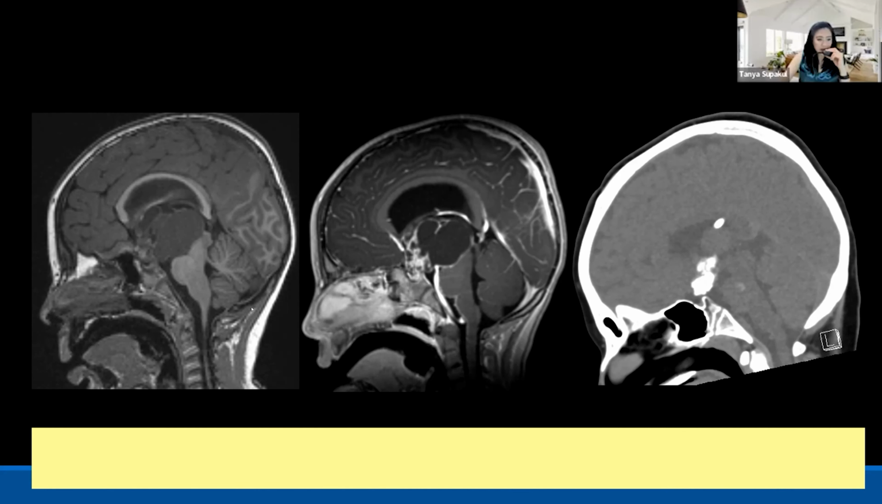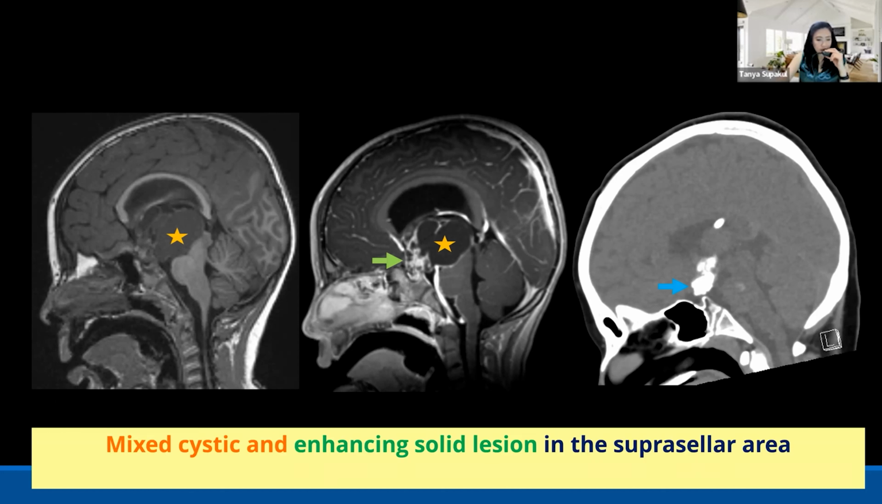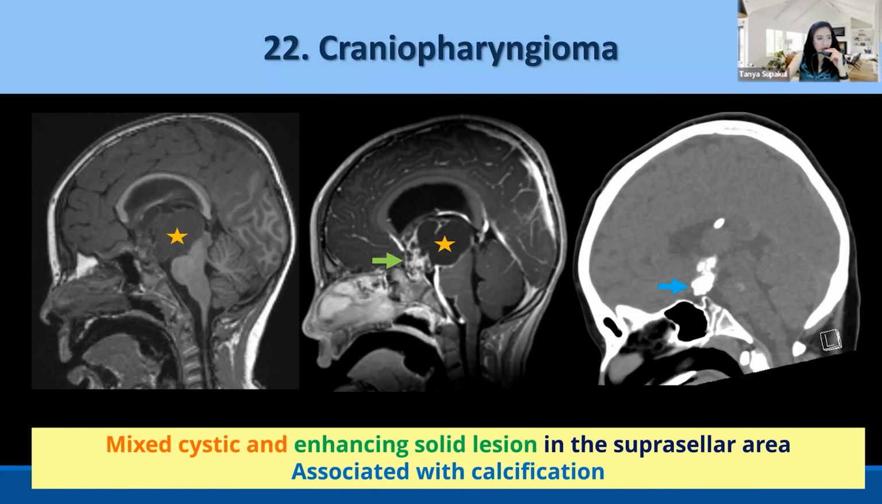This is quite classic. On the sagittal T1 image, you don't see the posterior gland very well, and you cannot see the anterior gland very well. There is also something in the suprasellar area with cystic and solid components. On the post-contrast images, you can see the cystic component and the enhancing solid component. And on the CT, you can see calcifications. So this is quite classic for craniopharyngioma, which is a mixed cystic solid lesion with calcification in the suprasellar area.